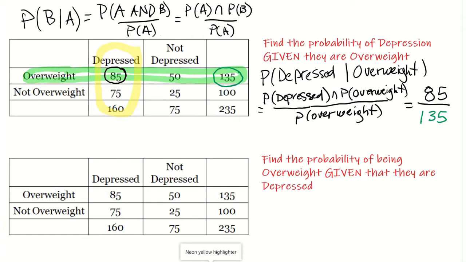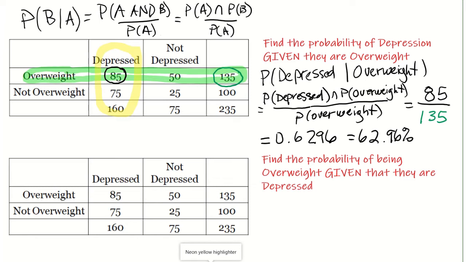So 85 divided by 135 is going to be my solution. And when I do that calculation, that gives me 0.6296, which means there is a 62.96% probability that if my participant is overweight, then they have a 62.96% probability that they will also be depressed.